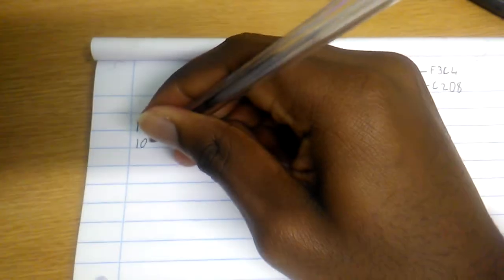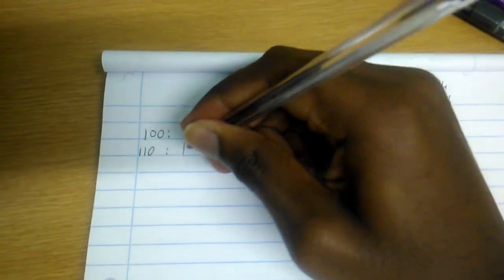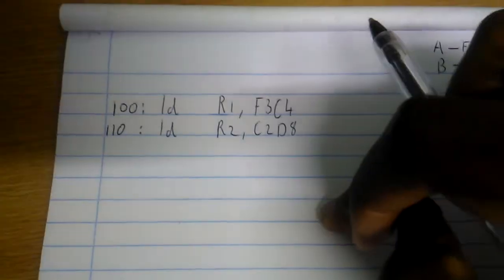Our next line, actually we can just improvise there. We are also going to be loading this and calling this one R2, putting B in register 2. Same thing, same story, no difference.